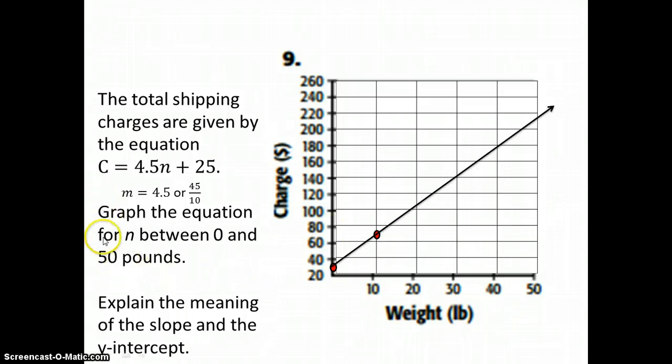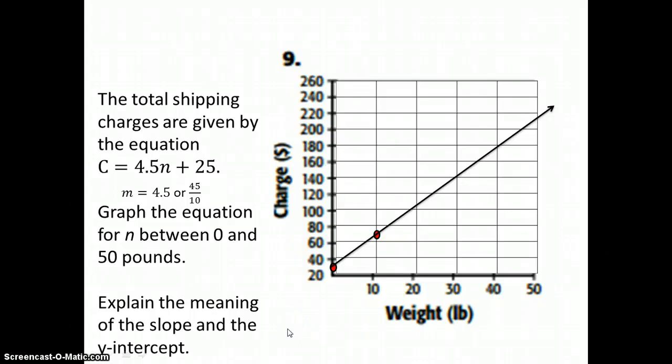The second portion right here, it told us to graph the equation for N between 0 and 50 pounds. And all they were saying there is that they wanted to look at the graph just for this section that we're showing here, between 0 pounds and 50 pounds.